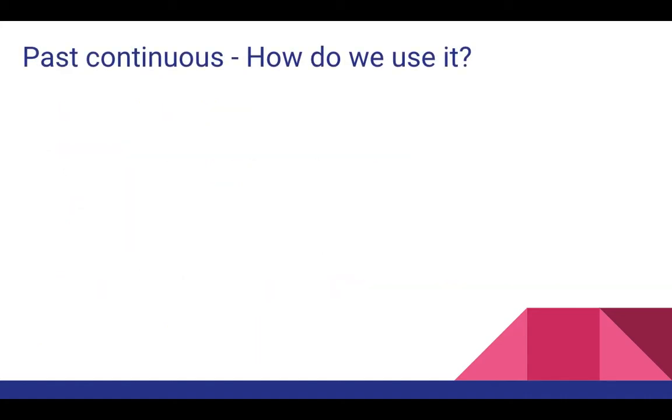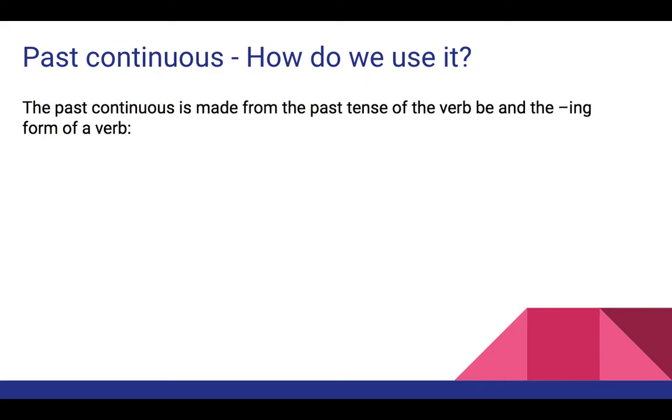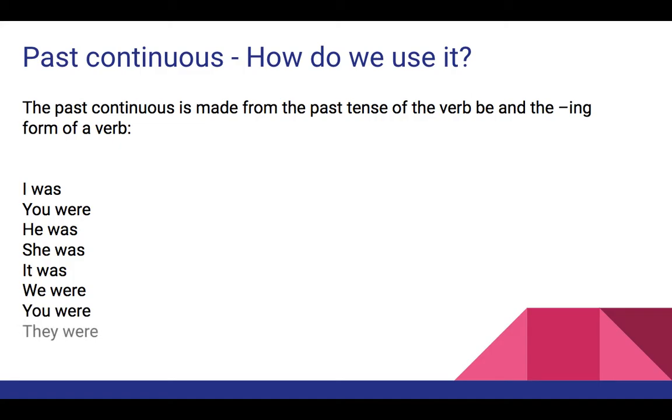So how do we use past continuous? Past continuous is made from the past tense of the verb to be and the ing form of the verb. So of course, it's very simple. It's I was, you were, he was, she was, it was, we were, you were, they were, plus ing form of the verb. Working, playing, living, talking, whatever. So I was working, you were playing, she was living, they were talking.